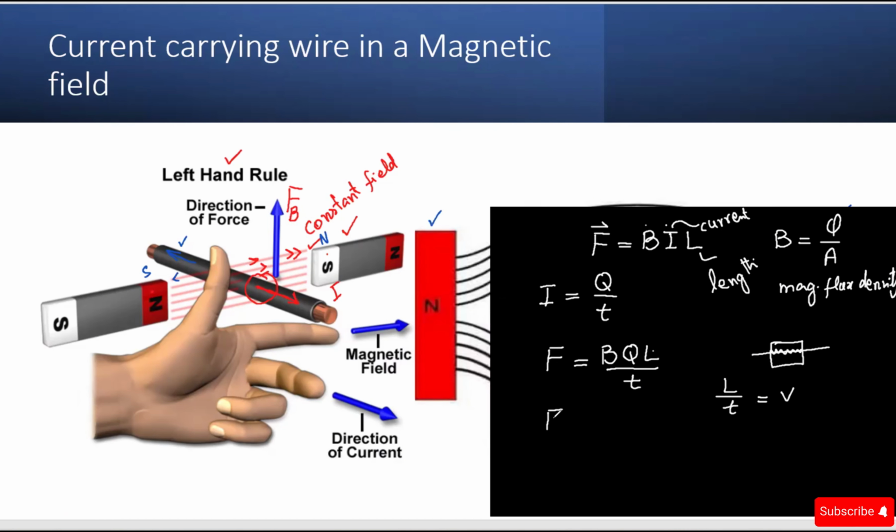Now, this force of the magnetic field F is equal to BQ times velocity. So I'm trying only to give you the very simple mathematics just to understand the concept of magnetic force on a current carrying wire. So now we can see that this force actually depends on the magnetic flux density, the value of the charge, and the velocity of the charge.